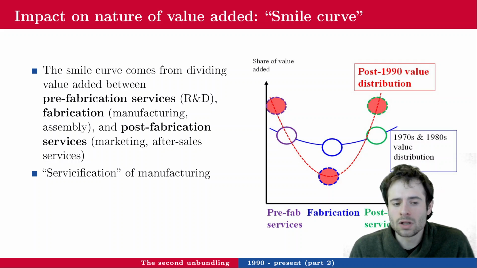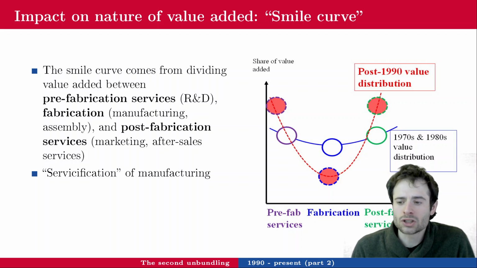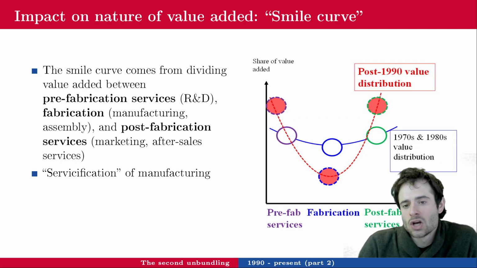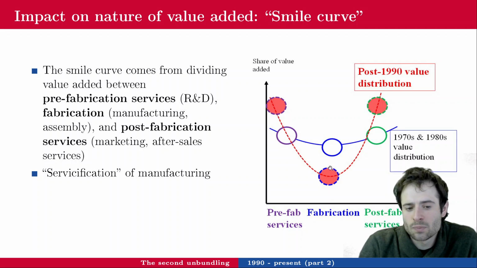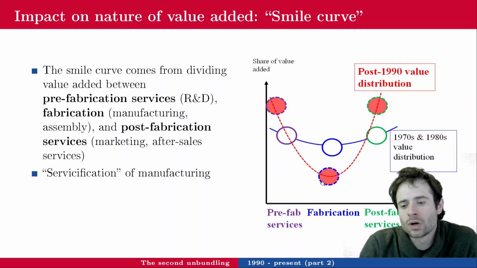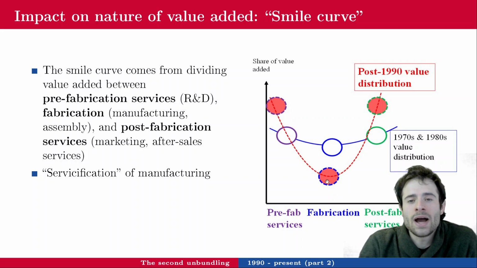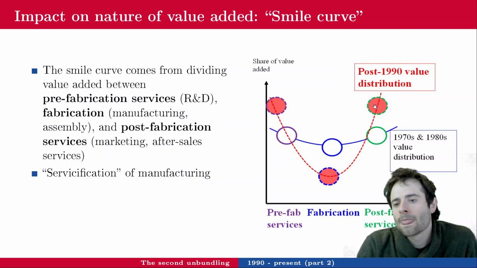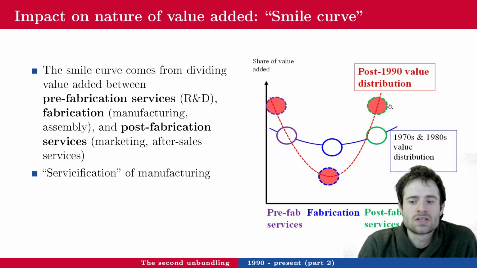So this is what we call servicification of manufacturing. The overall production of a good got servicified because the share of value added that goes into sheer production, in pretty much factory work, decreased, whereas the share of value added that goes into services increased. And you can see we have a cute smile here.